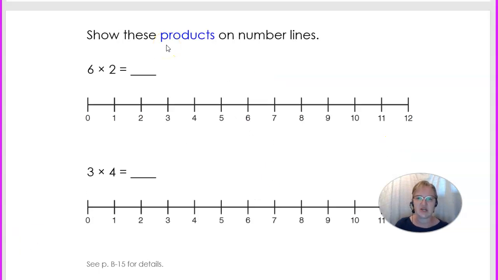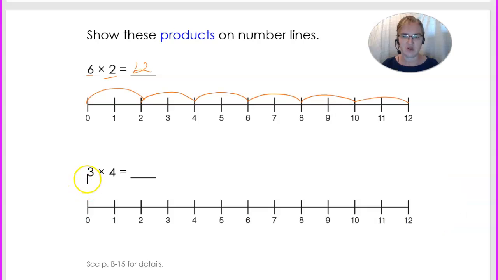Okay, so now this question asks us to show these products on number lines. So going by what we had before, if we have 6 jumps, the length of 2 spaces each, then let's try that out. Starting at 0, we're going to jump 2 to 4, that's 2 jumps, 3 jumps, 4 jumps, 5 jumps, and 6 jumps. So then we know that 6 times 2 will equal 12.